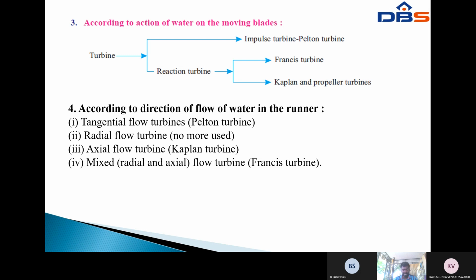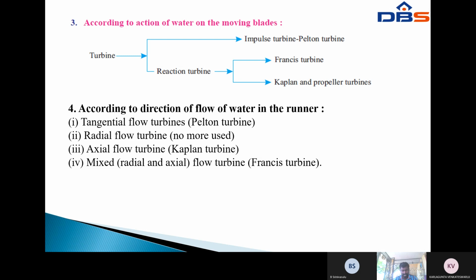These are the classifications of turbines. The classifications of turbines are a very, very important topic. First one is the action of the water flowing, that is impulse and reaction. Impulse example is the Pelton wheel. Reaction examples are Francis and Kaplan.